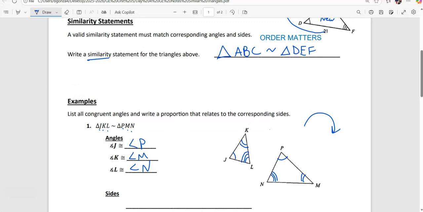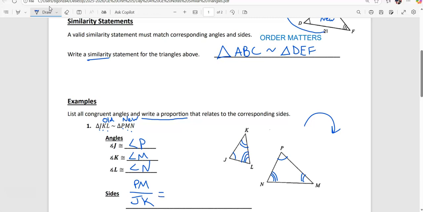Now, it's asking us to write a proportion. What we're going to do is match up the sides. JK, 1 arc to 2 arcs, matches PM. We always go from the original, old, to the new. So this matches up with this. So we'll put PM over JK as our proportion. We don't have any numbers, but whatever the numbers are, that would be the answer.